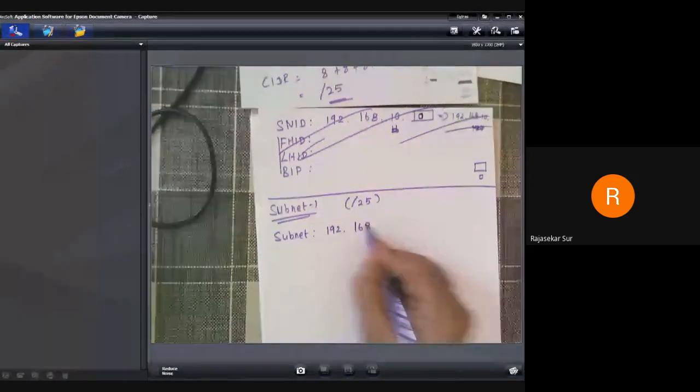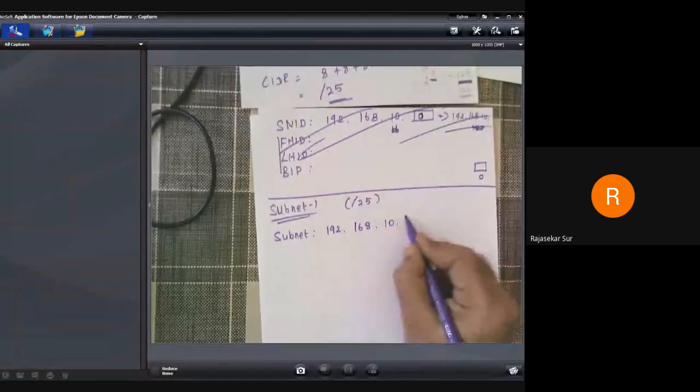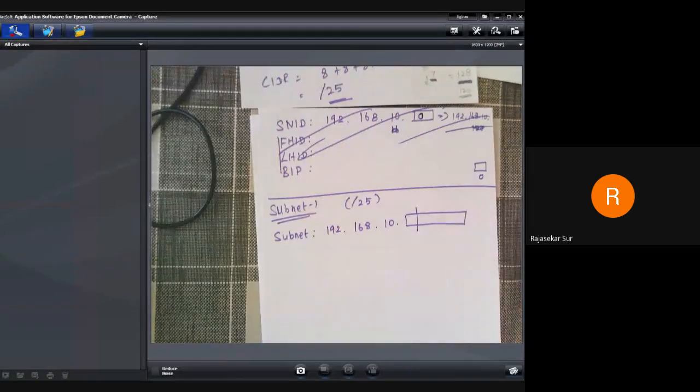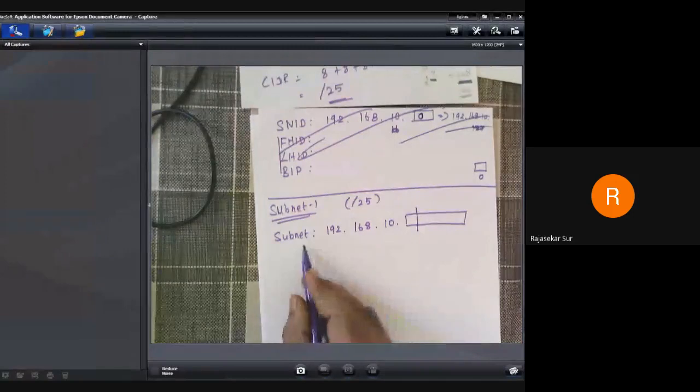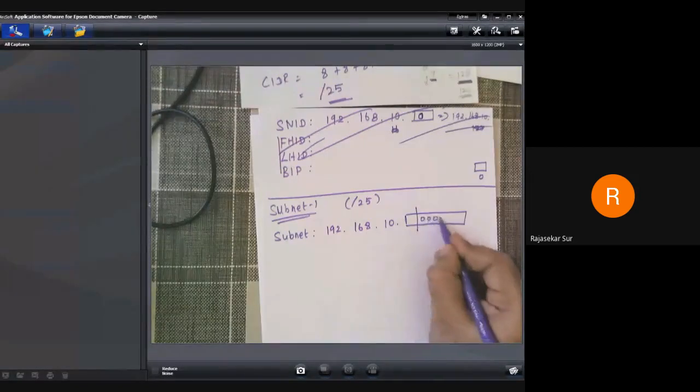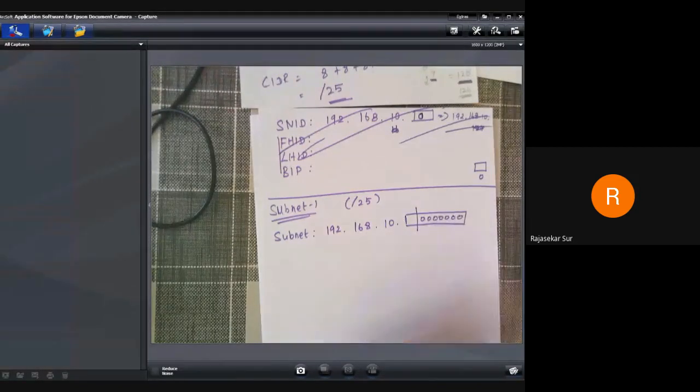192.168.10. Here we have 8 bits. In the 8 bits, 1 bit we are going to take for the network. The remaining 7 bits we are giving to the host. What is the formula? The formula for subnet is, you have to make everything 0 in the host part. Make everything in the host 0. 1, 2, 3, 4, 5, 6, 7.